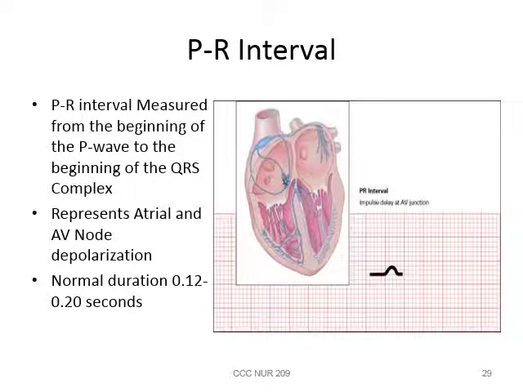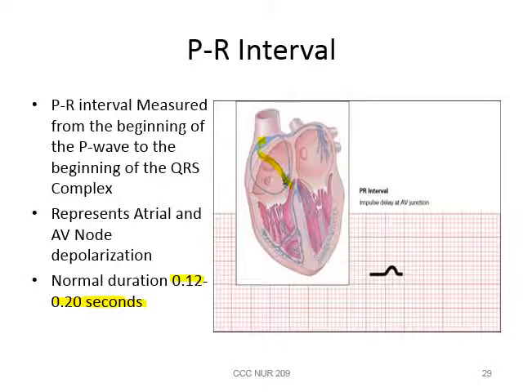Now the PR interval is measured from the beginning of the P wave to the beginning of the QRS complex. It represents atrial and AV node depolarization. This is the time it takes the electrical impulse to get from the SA node down to the AV node and down through that AV node to actually start the initiation of the ventricle electrical system. Normal duration is between 0.12 and 0.2 seconds.